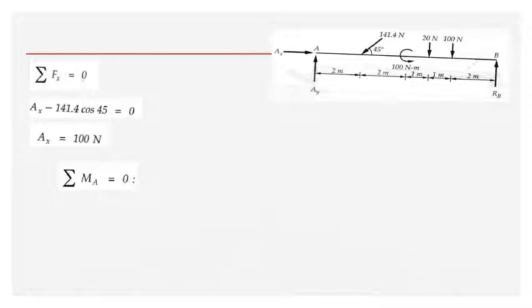Substitute it as it is, and the next force producing the moment is the equivalent load of the UDL, that is 10 into 2, 20 Newton. It is at a distance of 5 meter, 20 into 5, and next is the 100 Newton force producing the moment, that is at a distance of 6 meter, 100 into 6. Next is the RB, reaction at B is producing moment, that is RB into 8.